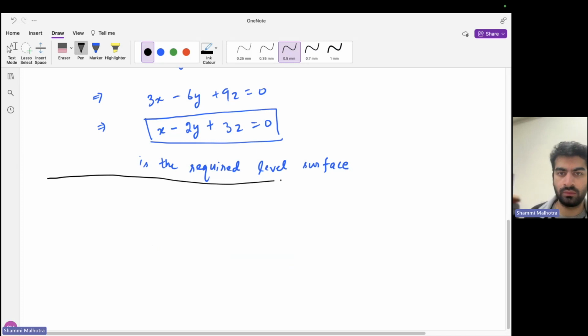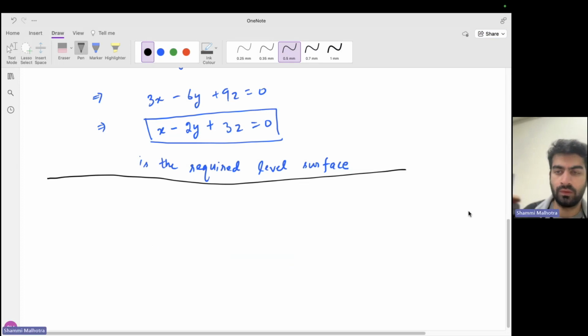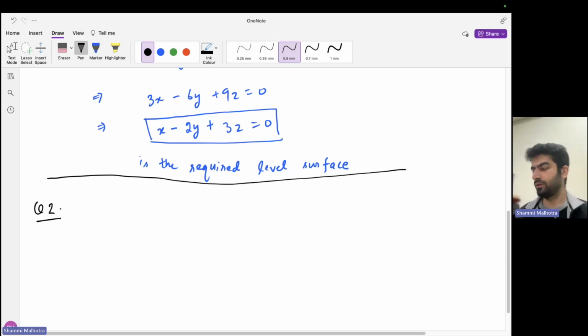Now let us consider question number 2. Now we know how to calculate the level surface of a function. Next, we would like to calculate double limits, or basically limits. We need to calculate limits when we have more than one independent variable.